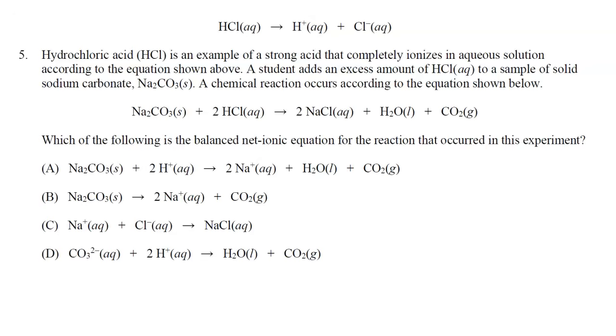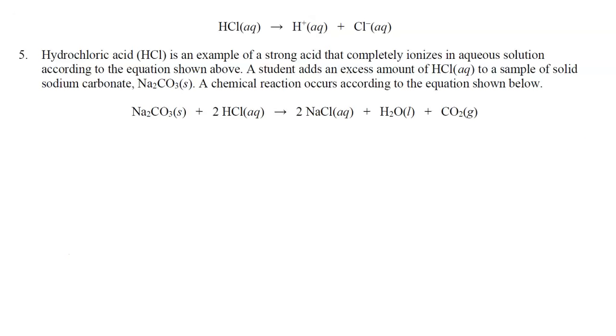So the strategy for answering question 5 is to take a look at each one of the substances in this balanced chemical equation and decide, should that chemical formula be written exactly as is, or should we split it up into separate ions? Let's start with the sodium carbonate, Na2CO3.